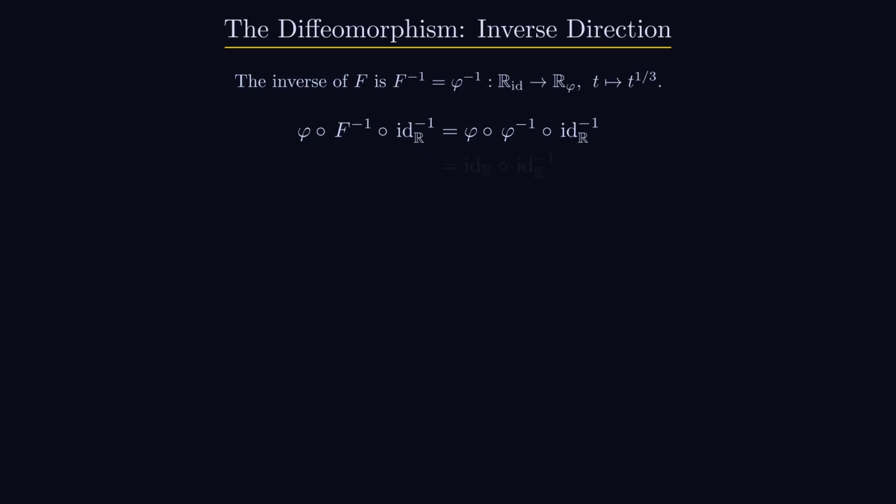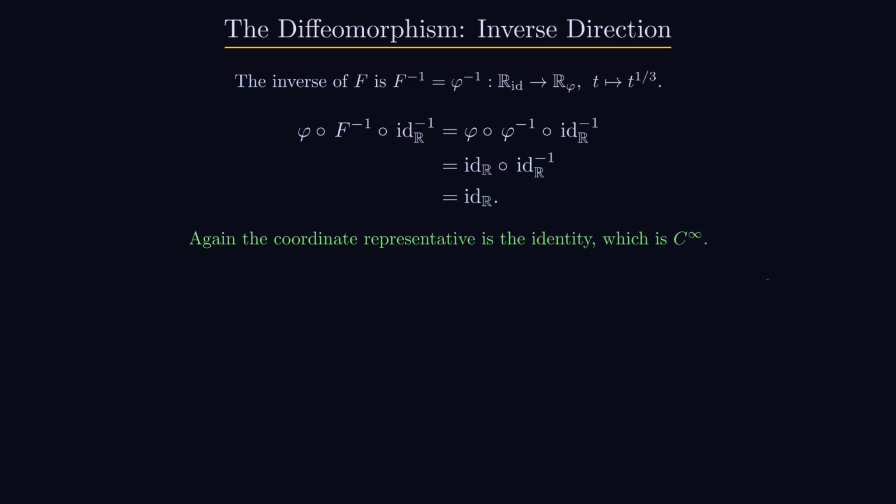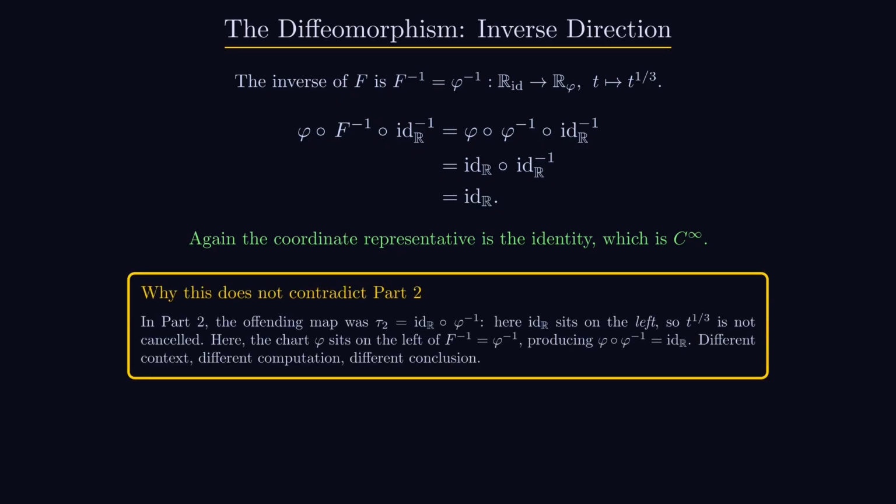Substituting F inverse equals phi inverse, phi composed with phi inverse gives the identity, and composing with the identity inverse on the right changes nothing. The result is the identity map on R. The coordinate representative of F inverse is also the identity map on R, which is C infinity, so F inverse is smooth as well. The box on screen states why this does not contradict part 2.